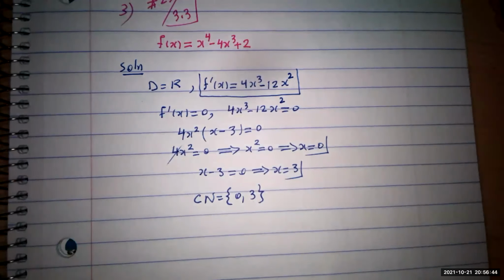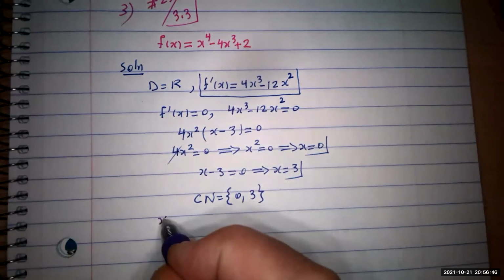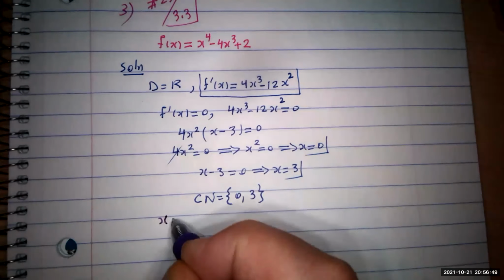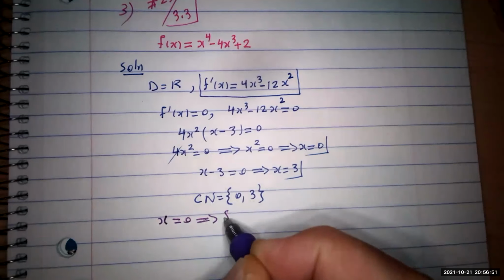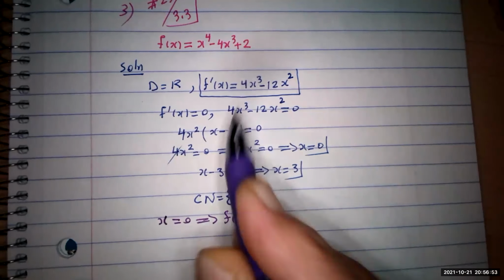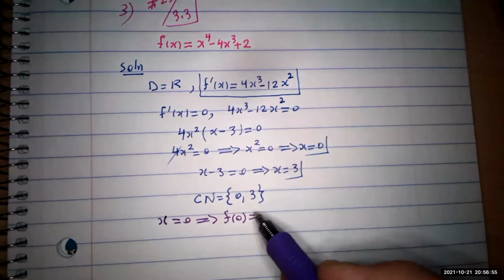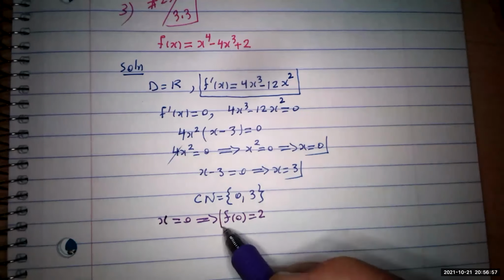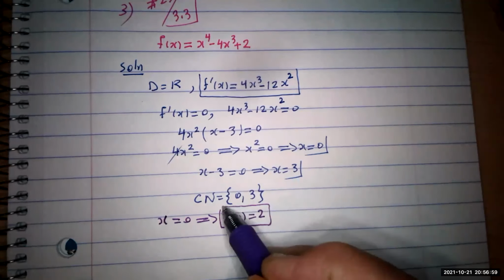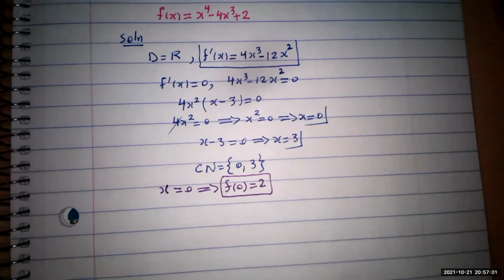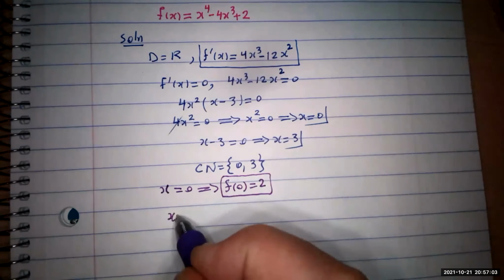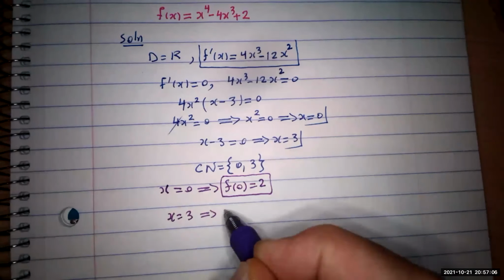So we are going to find f of 0. Putting 0 into the function gives us 2. So this is one candidate. Okay, check x equals 3. So we check f of 3.